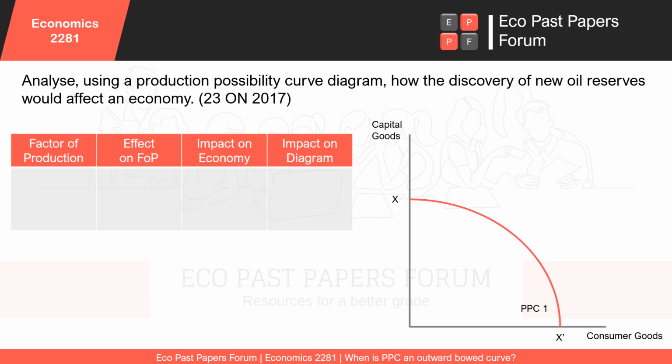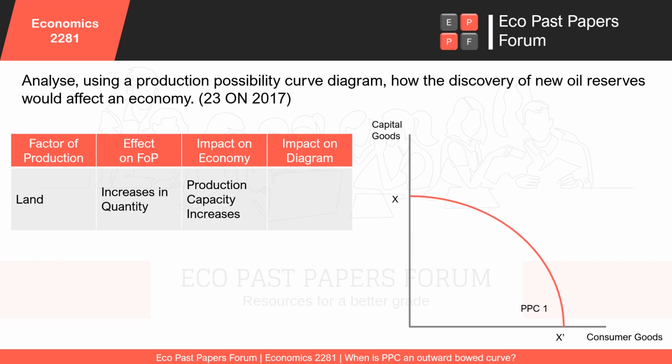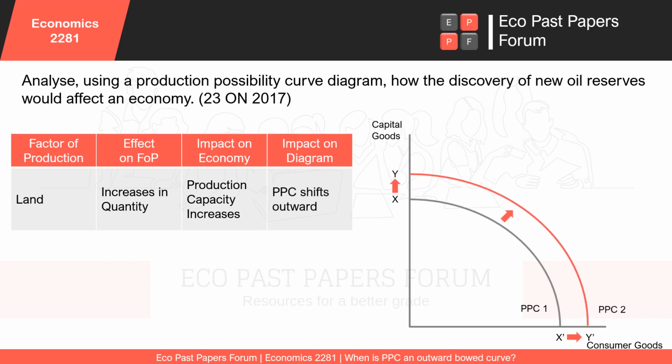The third question is, analyze using a production possibility curve diagram how the discovery of new oil reserves would affect an economy. Now this very simply means that oil has been discovered, which means that land is being talked about in this question, and the quantity of land is increasing. The quantity of oil reserves is increasing, which means that the production capacity of the economy would increase, and the PPC will shift outwards. The capital goods will increase from X to Y, and consumer goods will increase from X dash to Y dash. The economy now has a new production possibility curve at PPC2.